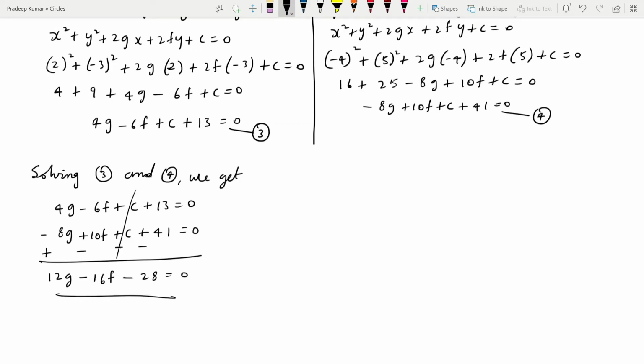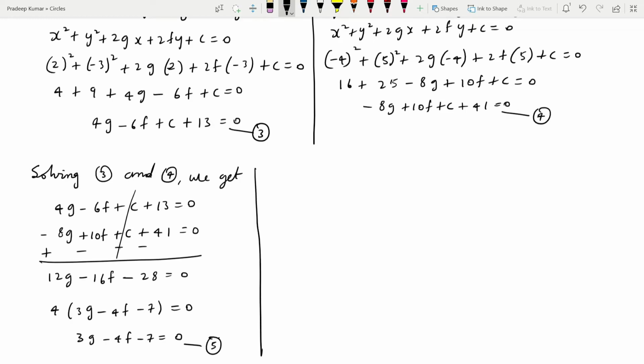So from all these elements, we can just take 4 common. So when I take 4 common from 12, we'll remain with 3g. And when we take 4 common from 16, we'll remain with 4f. And from 28, if we just take 4 common, we'll remain with 7. So the remaining equation is 3g - 4f - 7 = 0, where if you send this 4 to the other side, that divides 0. So 0 by 4 is nothing but just 0. So let's say this equation is equation number 5.